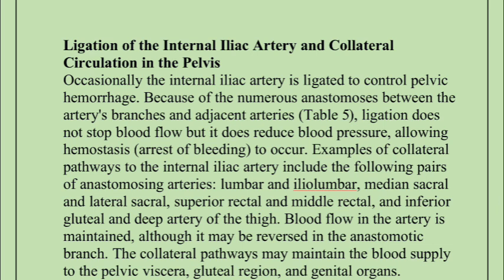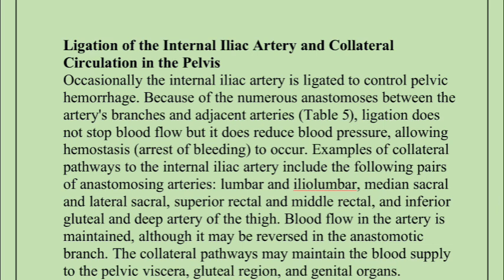You must know that because of the numerous anastomoses between the arteries' branches and the adjacent arteries, ligation usually will not stop blood flow, but it only reduces the blood pressure. So when you ligate like that, it will help to contribute to the arrest of bleeding, that's hemostasis. It will help control the bleeding and encourage blood clotting so that the patient does not bleed to death.